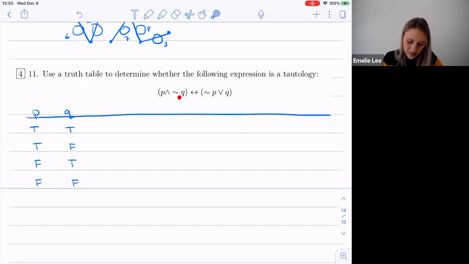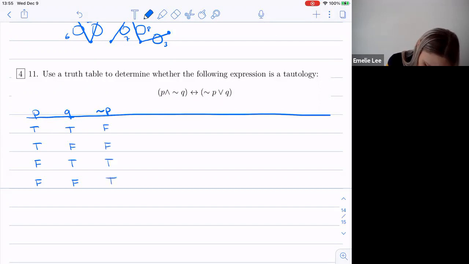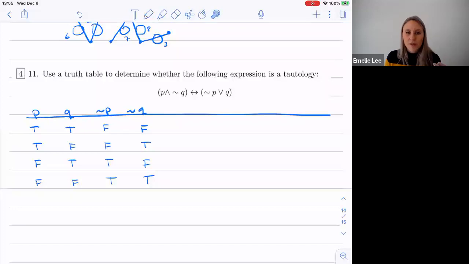And then I'm going to build up these statements individually. So it looks like I need a not Q as well as a not P. So I'm going to do these in order. Not P is false, false, true, true, and not Q is false, true, false, true. I just find it's helpful to have each of them lined up so that I can just look at them.